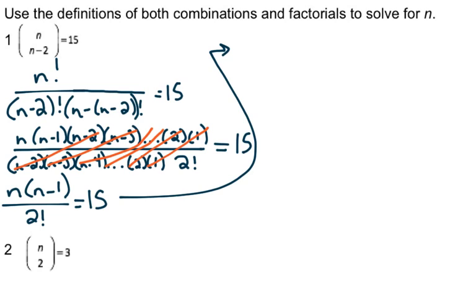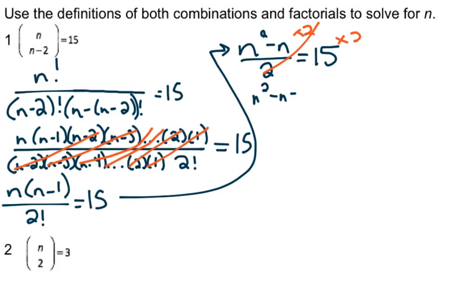If we expand out the top, we get n squared minus n. On the bottom, 2 factorial is just 2, which equals 15. Now looking at this, we have n squared, which makes this a quadratic equation, so we're going to want to look to factor this if it's possible. In order to do that, that fraction needs to go, so if we multiply both sides by 2, we can cancel it from the left. We get n squared minus n equals 30.